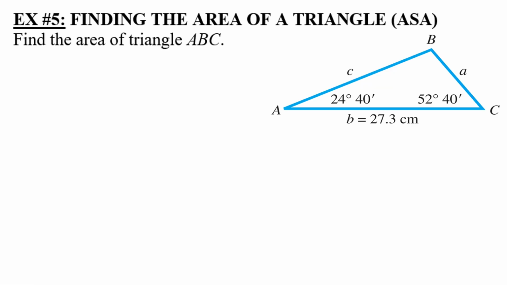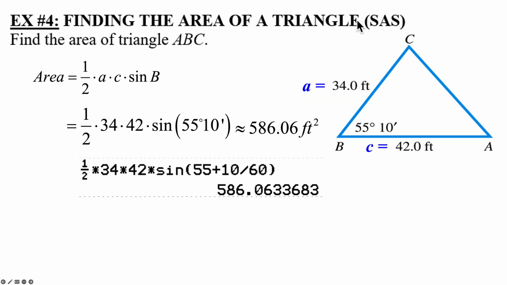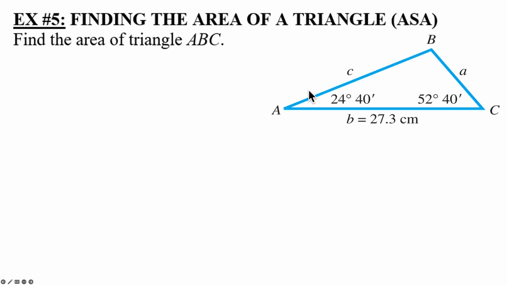Okay, next example. This is an angle, side, angle. Wait a minute, it has to be a side angle side. So in order to find the area of this triangle, you need to find one more side. We either have to find C, so you have C, angle A, and side B for your formula, or you have to find A, you have angle C and side B, and use your formula.